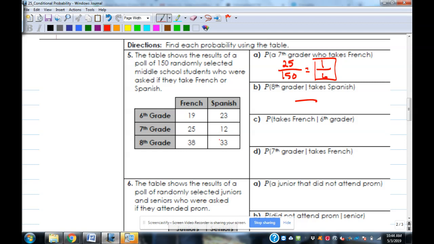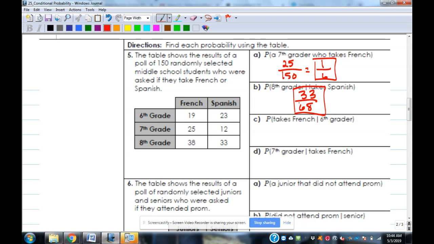23 and 12 and 33 would be 45 and 68. Probability of an 8th grader. How many 8th graders are in that group? 33. And that does not reduce. 33, 3 and 11. 68 doesn't get any of those.